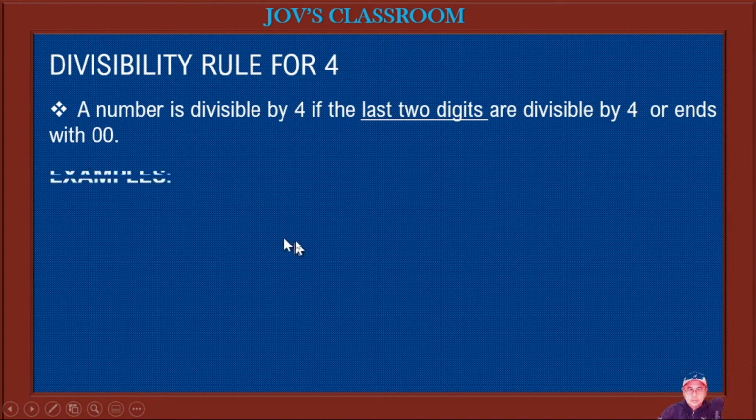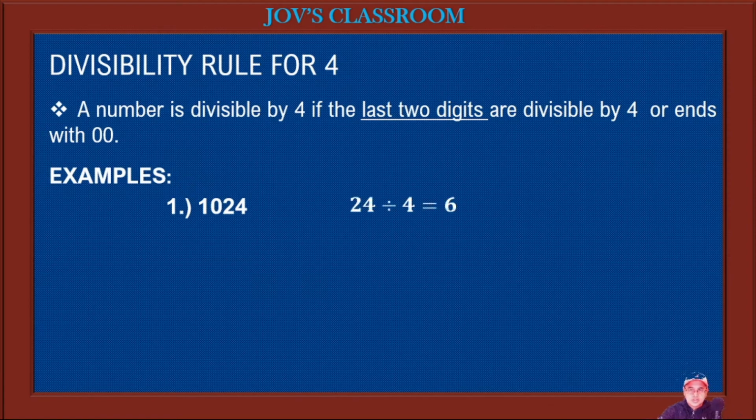For example, 1024. The last 2 digits divisible by 4? 24 divided by 4? Yes. Because if we're going to divide 24 by 4, the answer is a whole number. So therefore, 1024 is divisible by 4. It's a multiple of 4.